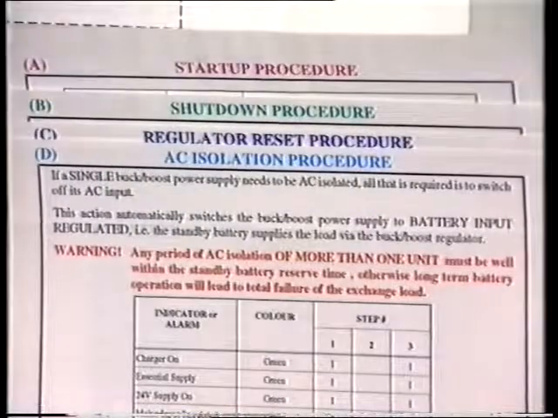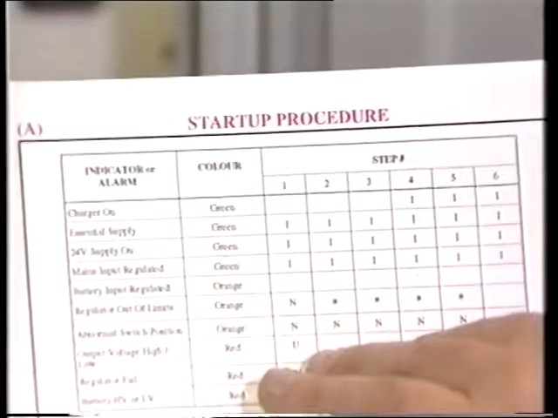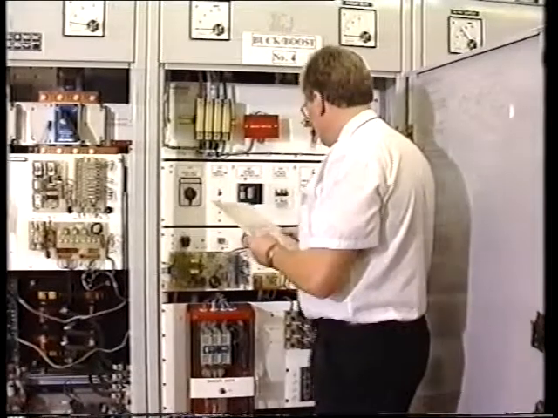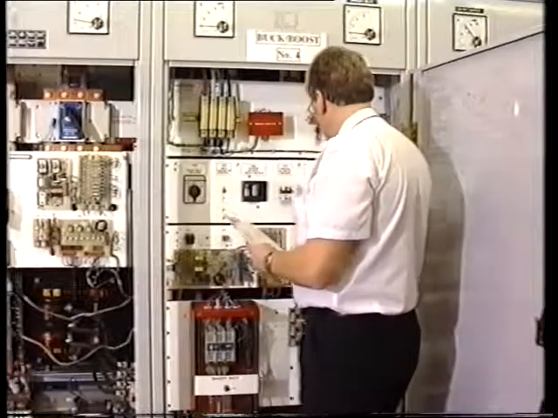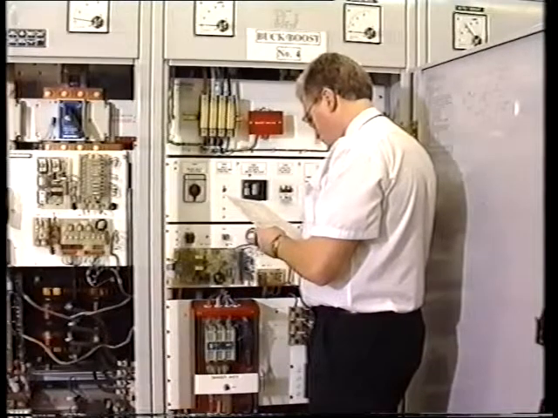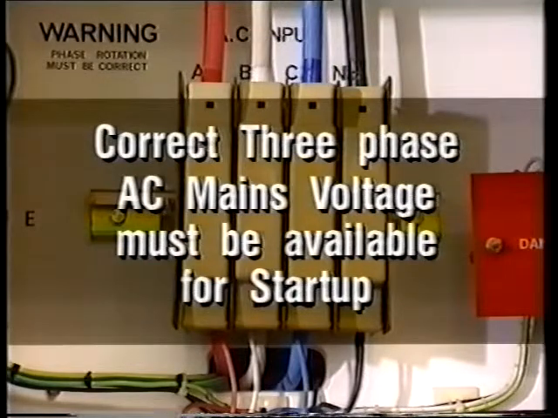Finally, let us look at the 4th and last procedure, A, startup. This is carried out when a buck boost power supply is to be powered up after a complete shutdown of the unit. The power supply cannot be started unless the input mains AC supply is available on each of the supply phases and at normal voltage levels.